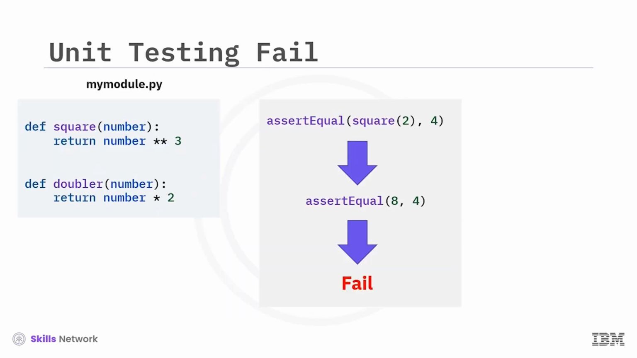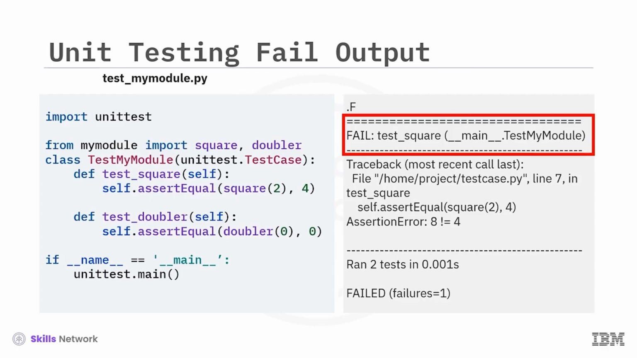But what happens if the function was not implemented correctly? Consider the square function where you wrote the code to calculate the cube of a number instead of square. The function fails and an output is generated. Let's review the sample output of a failed unit test. The output clearly displays that the unit test failed.